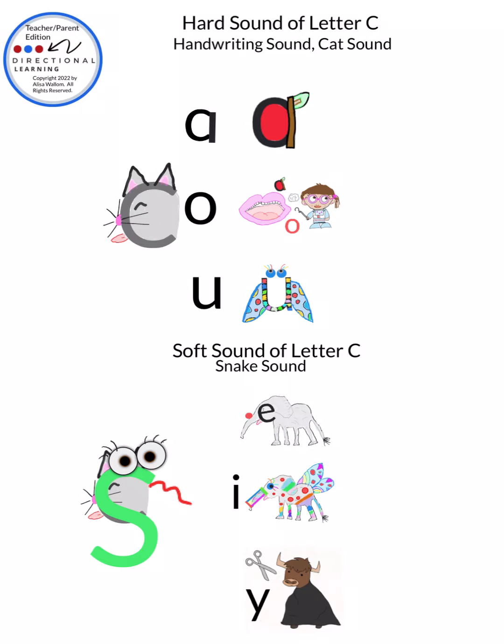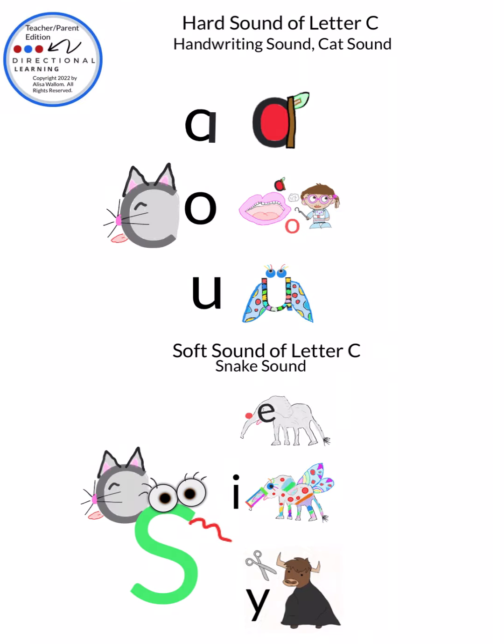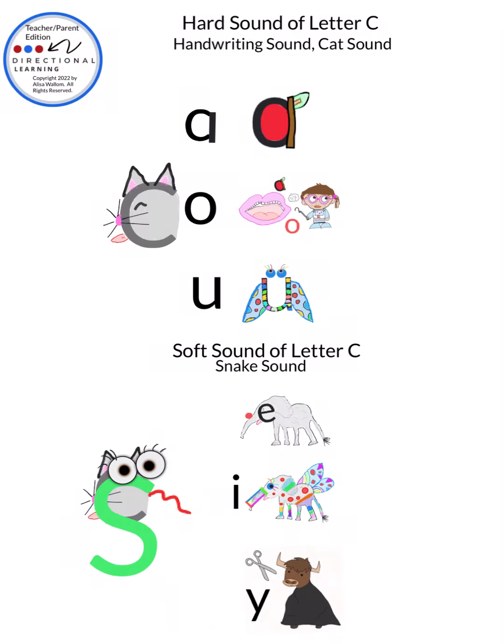Now, soft sound, guess what? He's going to make a whole different sound when the cat is with the elephant, Indian elephant, and yak. Notice they're big animals. Well, we're going to tell your students a story to help them remember the sound. So all you need for this is a whiteboard, markers, and you can always go to Directional Learning to download our clip art. And if you like, you can use wooden letters to make it multisensory for the student. So let's go teach our student about the cat sound and the snake sound.